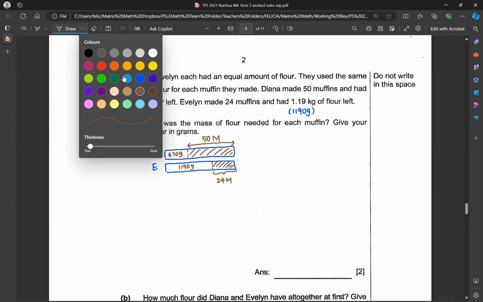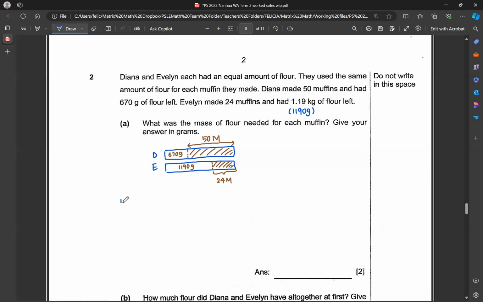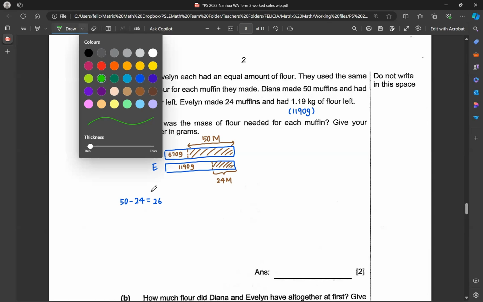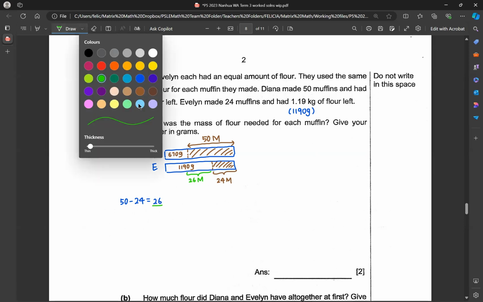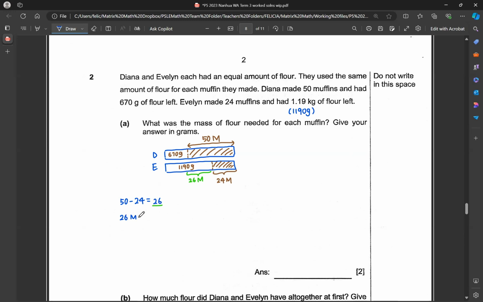Okay, so the difference there would actually just be 50 minus 24. So 26 muffins. Remove the M, just 26 first. All right, so where is the 26 muffins? Your 26 muffins would be here to here. This is your 26 muffins. And this 26 muffins, we are able to work out the mass that is used for this 26 muffins.